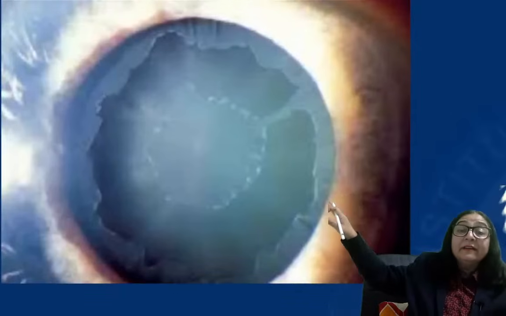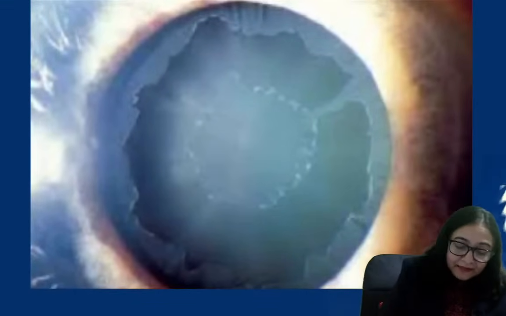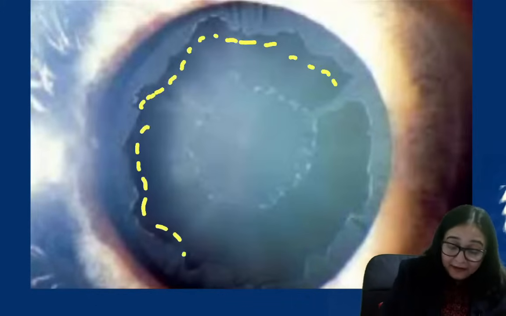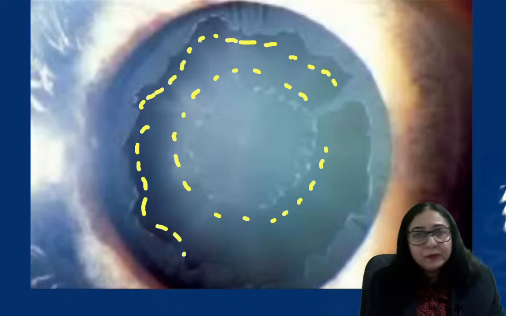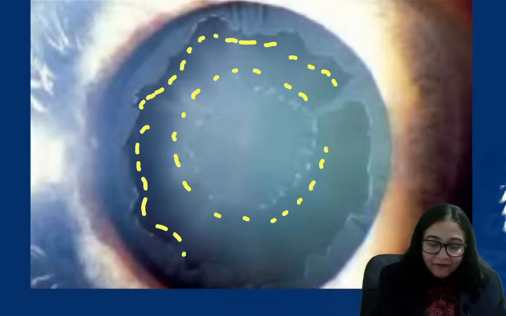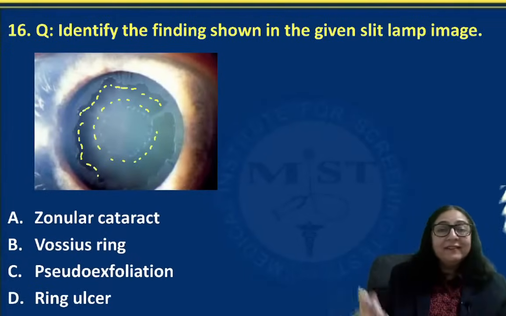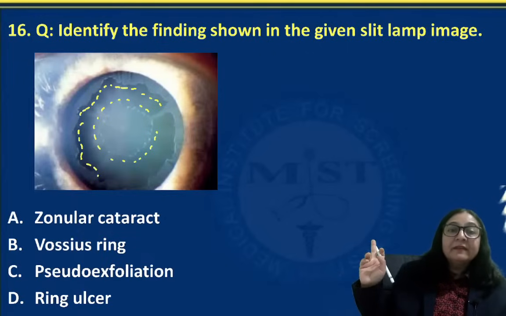What I am seeing here is some changes on the lens surface. These kind of exfoliated material and some white fibrillary material deposited at the center of the lens. What is your diagnosis, beta? When you see this type of picture, again, my dear friends, do not jump onto the diagnosis. Let me take you through the choices one by one.